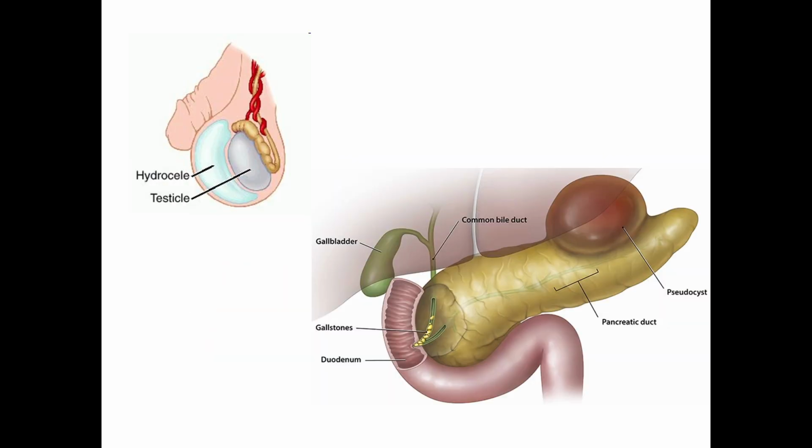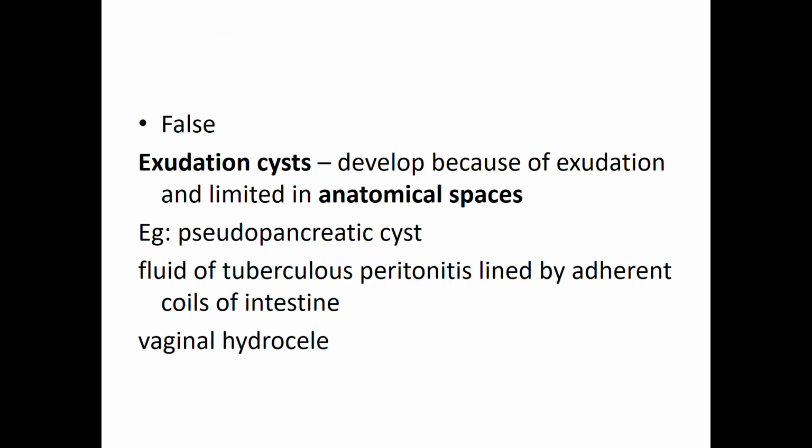If you can see in the image, this is the testis, and it is lined by the tunica vaginalis. This tunica vaginalis normally has a fluid which helps in lubrication, so that it helps in the movement of the testis in the scrotum. If there's any problem with either the production, absorption, or obstruction of this particular fluid, it can lead to hydrocele. So we have seen three examples of exudation cyst: the pseudopancreatic cyst, then the cyst in case of tuberculous peritonitis, where the fluid is present within the coils of the intestine, and then the vaginal hydrocele, which is seen in this picture.